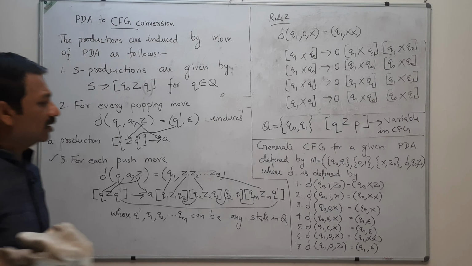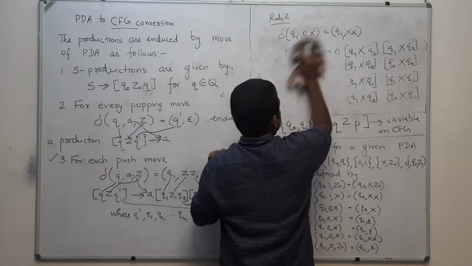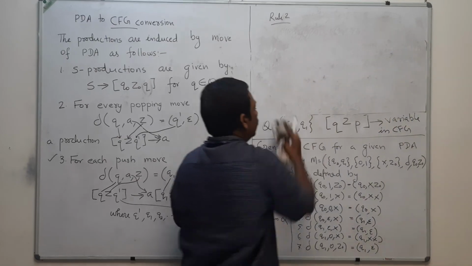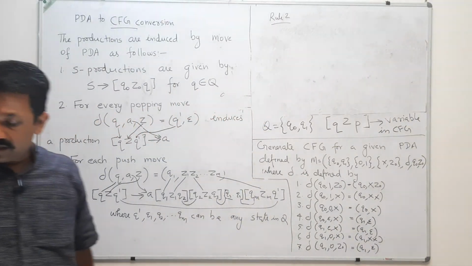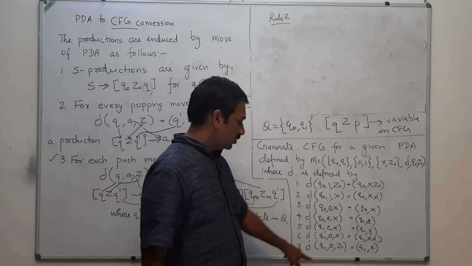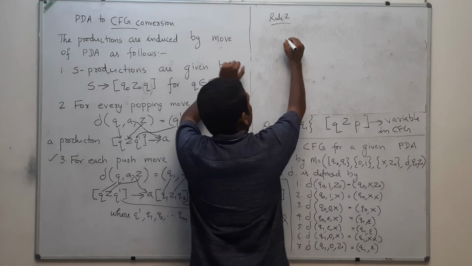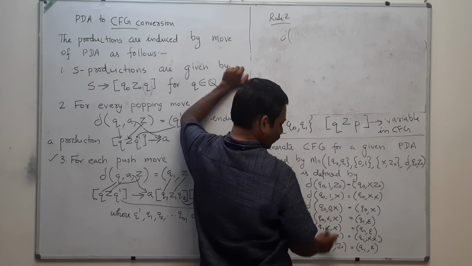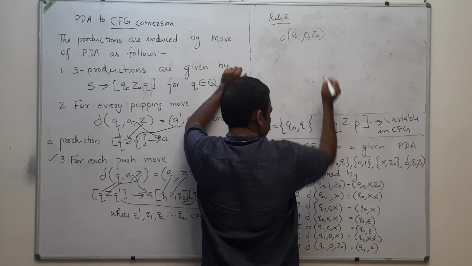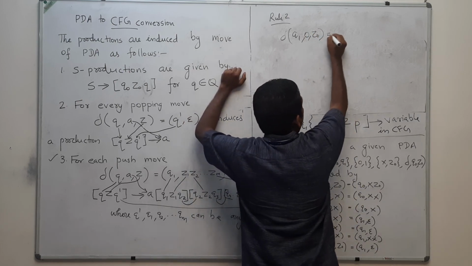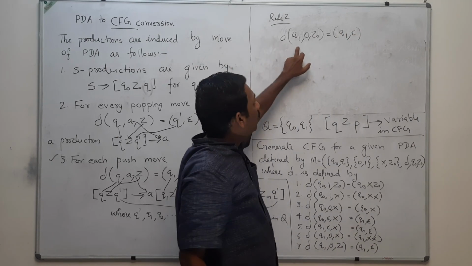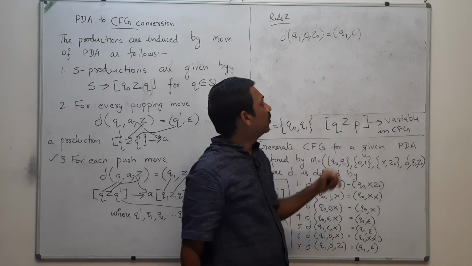And the last one we are going to discuss is this. The case we just discussed is not rule 2, it is rule 3. Now this is rule number 2. Delta of Q1 0 is at 0 is equal to Q1 epsilon.